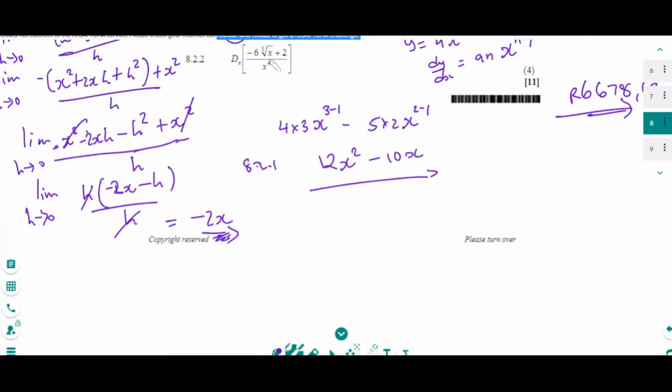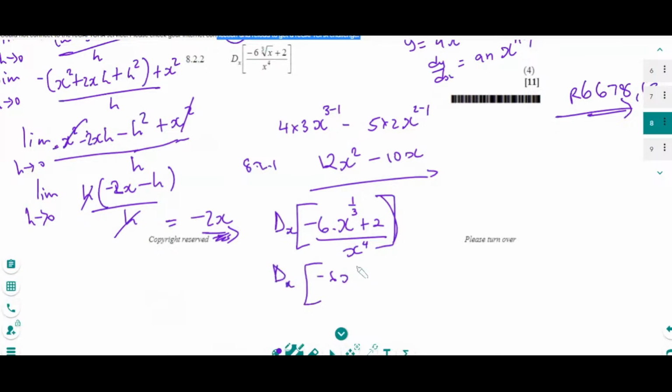Okay, so we have some surds involved, and then there's a division and a denominator involved. So we're going to split up and change these root signs. So that is going to be dy/dx of negative 6, x to the exponent of 1 over 3, plus 2, everything over x to the exponent of 4. Then I'll split up: negative 6 x to the 1 over 3 over x to the 4, plus 2 over x to the 4. And then I'll simplify this.